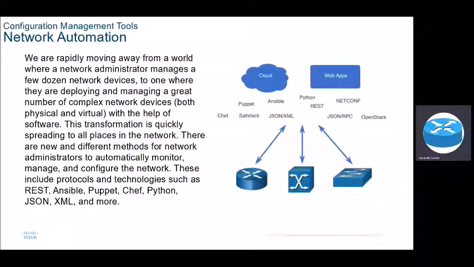So, automation. We are rapidly moving away from a world where a network administrator manages a few dozen network devices to one where they are deploying and managing a great number of complex network devices, both physical and virtual, with the help of software. This transformation is quickly spreading to all places in the network. There are new and different methods for network administrators to automatically monitor, manage, and configure the network. These include protocols and technologies such as REST, Ansible, Puppet, Chef, Python, JSON, XML, and more.